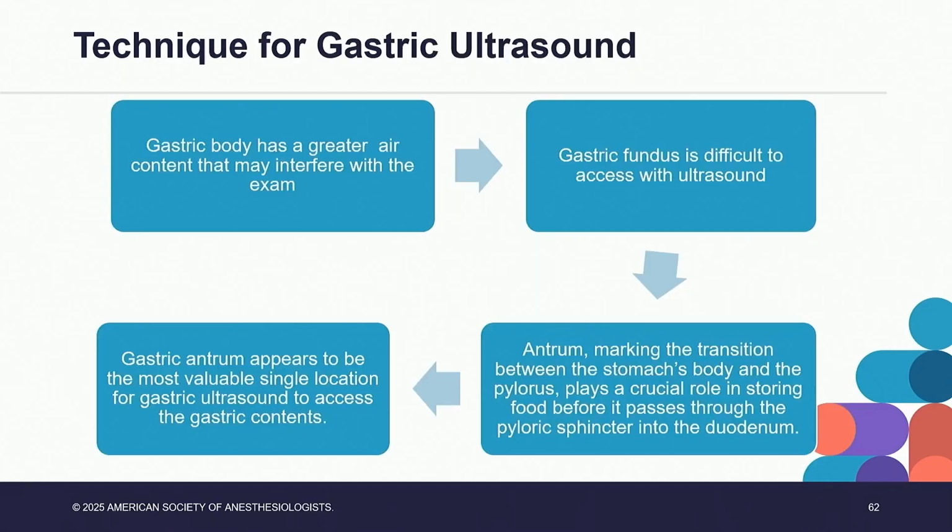Gastric body has a greater air content that may interfere with the exam. Gastric fundus is difficult to access with ultrasound. However, gastric antrum appears to be the most valuable single location for gastric ultrasound to assess the gastric contents. The antrum makes the transition between the stomach's body and the pylorus and plays a crucial role in storing food before it passes through the pyloric sphincter into the duodenum.